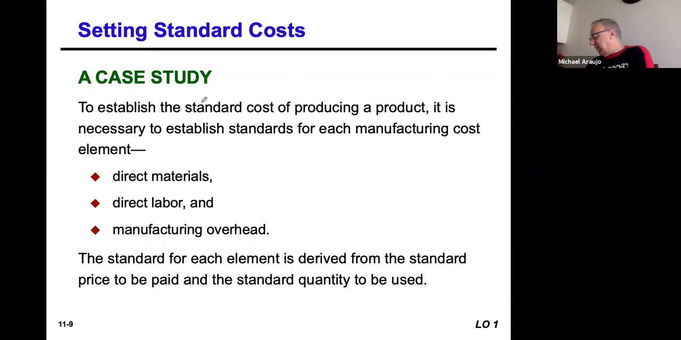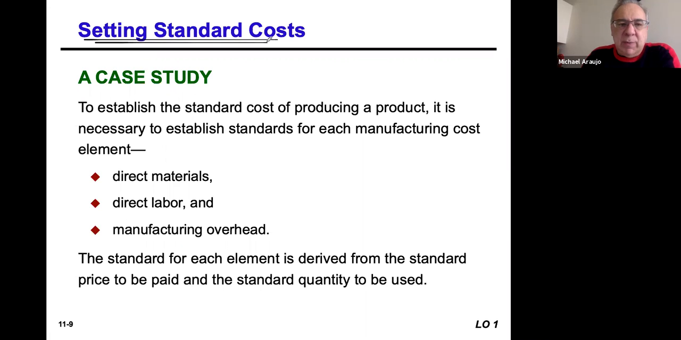Let's look at a case study. If you have your book with you, we're on page 468 looking through this case study of setting standard costs. Again, we're going to look at the things we've been dealing with in this class since day one: direct materials, direct labor, and overhead. Things that you're quite familiar with at this time. So it's necessary that companies look at and set standard costs for all three of these elements. Let's see how they do it.